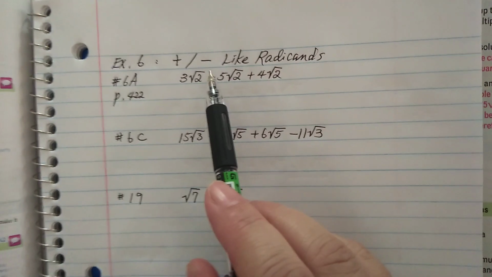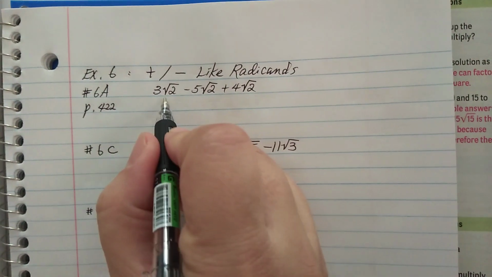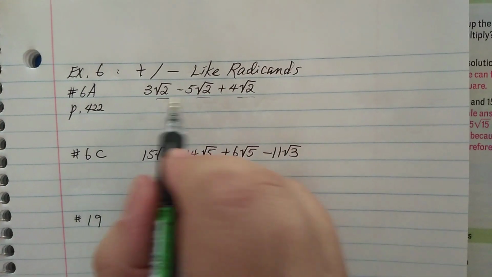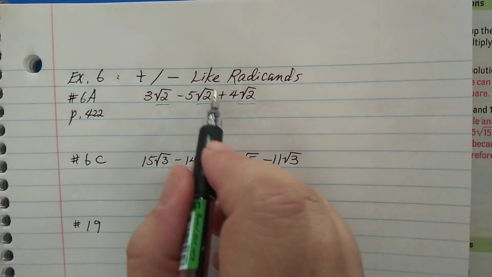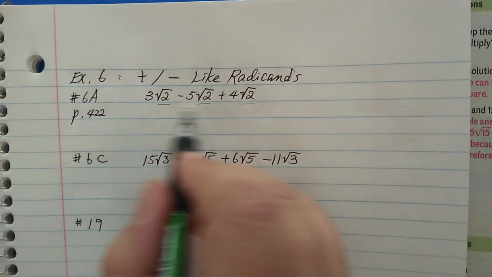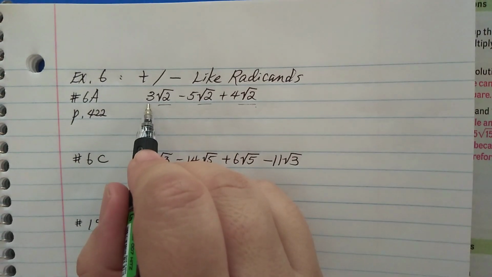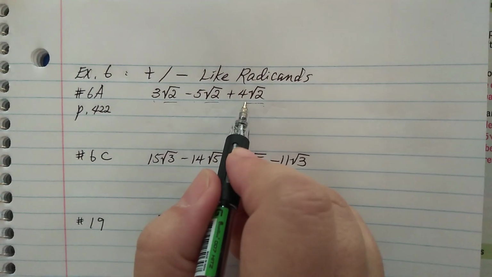Okay, so when you're adding these expressions that have radicals in there, you look to see if they have the same radicand. And since they do, all you have to do is add their coefficients, if you will. So you just add the 3 and the -5 and the 4 together.